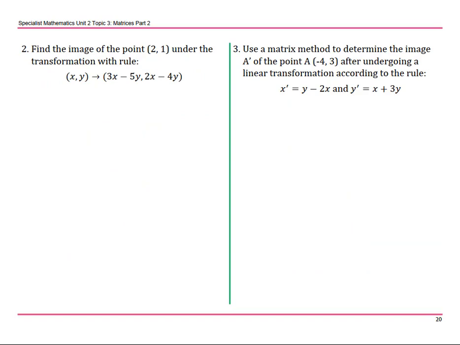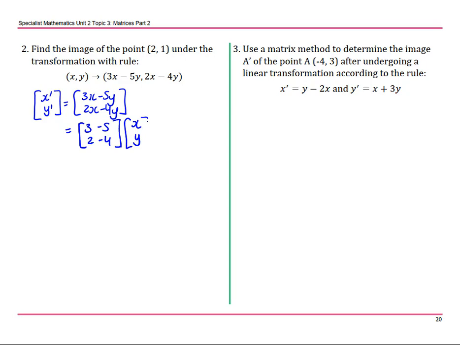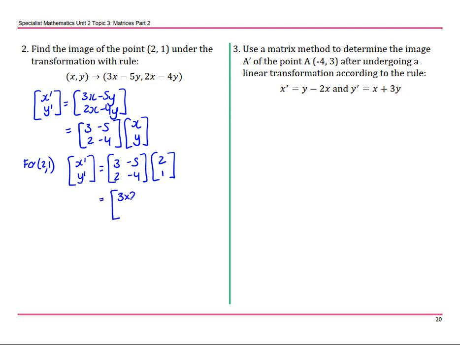Another example: find the image of point (2, 1) under the transformation with the following rule. Writing it in matrix form, pull out that transformation matrix. So for (2, 1), our image is going to be 3, -5, 2, -4 times our 2, 1. Across the row and down the column: 3 times 2 minus 5 times 1, 2 times 2 minus 4 times 1, which is 6 minus 5 is 1, 4 minus 4 is 0.